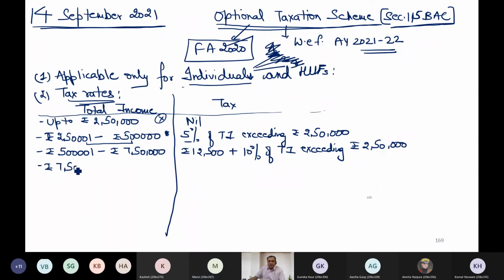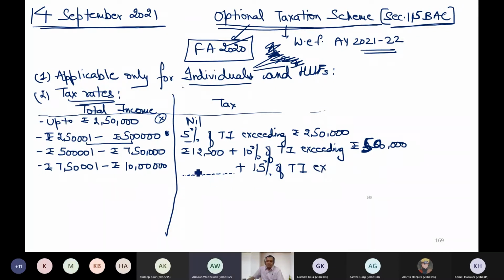Then rupees 7,50,001 till rupees 10 lakh. Can you tell me how much will be fixed? Can you tell me this figure yourself? Logically, how much will I write here? 37,500. Can you check whether 37,500 is correct or not? Can you tell me how much I should write here? The third slab shouldn't be exceeding 5 lakh. Yes, of course, it should be exceeding 5 lakh. Great, you are 100% correct. Exceeding 5 lakh. Fill in the blank: total income exceeding 7,50,000.